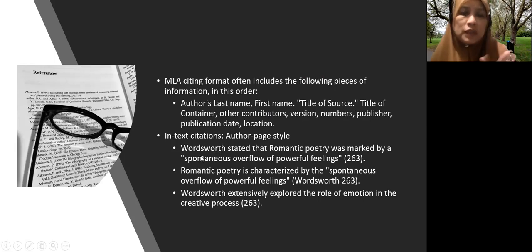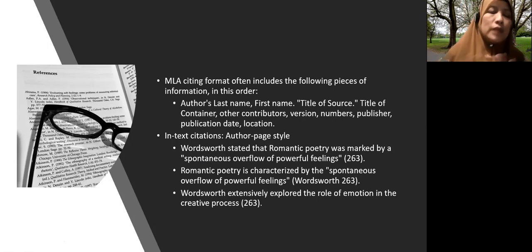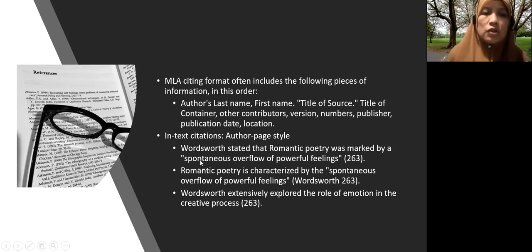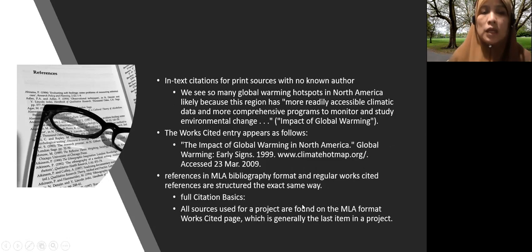For example, this particular author by the name of Wordsworth. Either you can put his name in the text and then put the page in brackets, you have this option, or you rephrase or cite the sentence fully and then put it in the bracket. So Wordsworth, page 263. So you have three ways of incorporating in-text citation using the MLA style. I think the rest you can read.